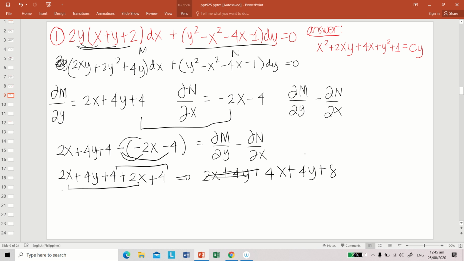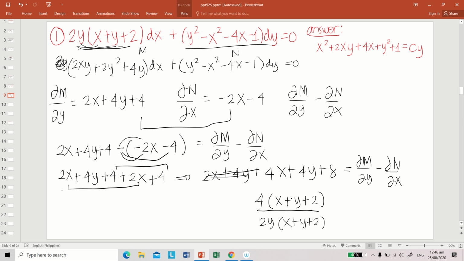Factoring 4, the partial derivative of M with respect to y minus the partial derivative of N with respect to x is 4 times the quantity x plus y plus 2. We notice that if we divide this result by 2y times the quantity x plus y plus 2, then x plus y plus 2 will cancel out, and 4 over 2 leaves us with 2 over y. This is the partial derivative of M with respect to y minus the partial derivative of N with respect to x, multiplied by 1 over M.